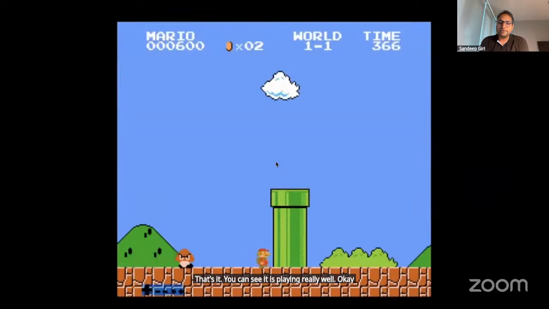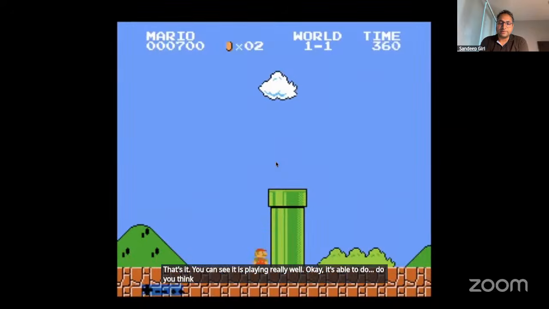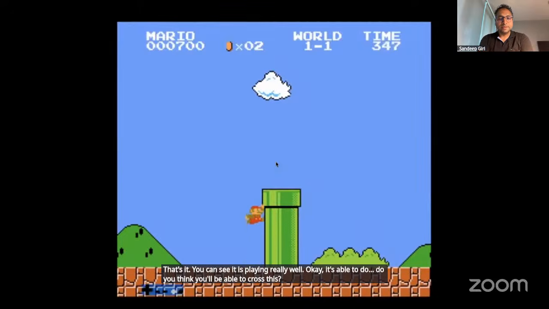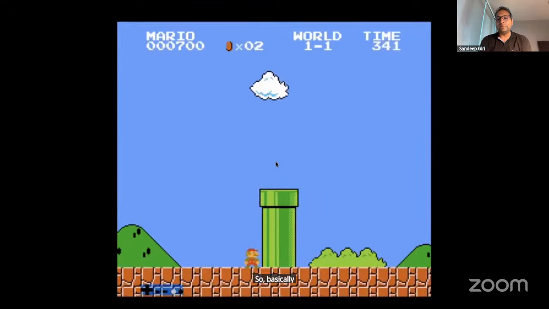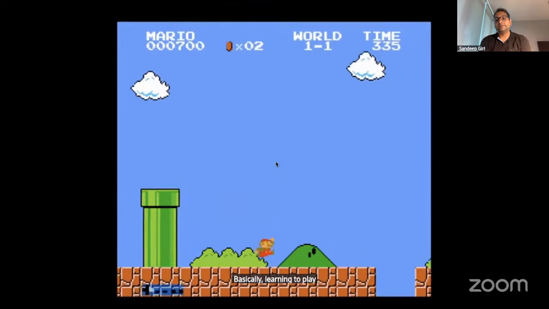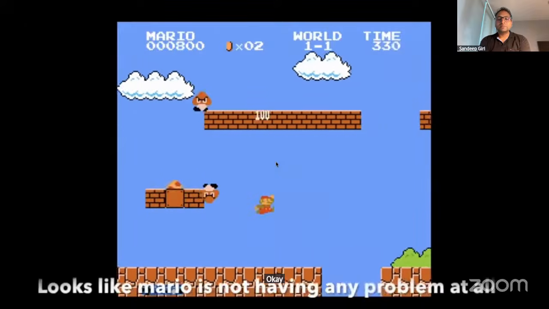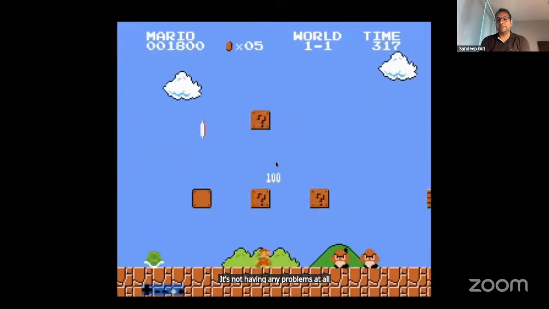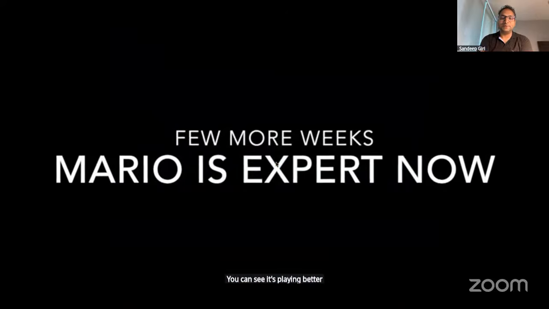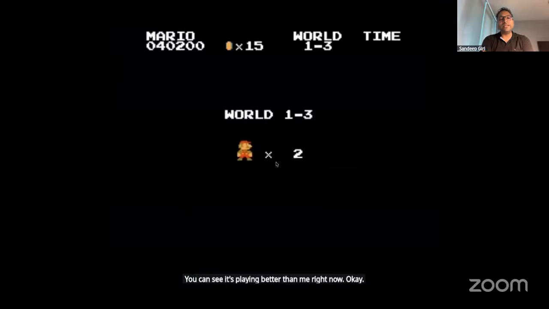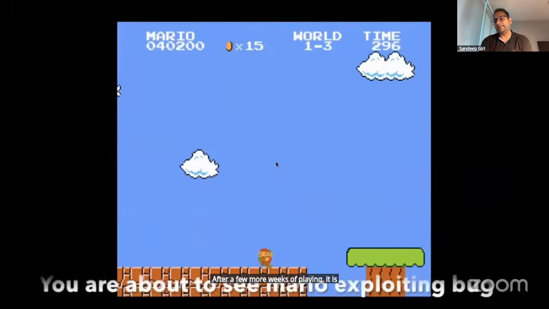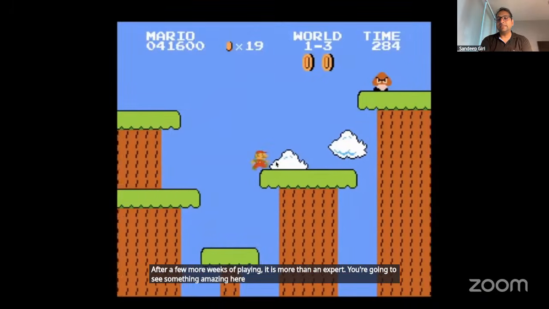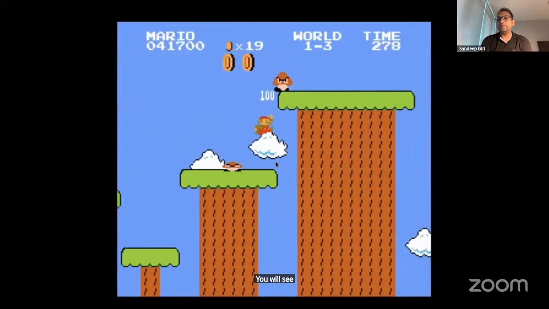Do you think it will be able to cross this? So it's basically learning to play. It's not having any problems at all. You can see it's playing better than me right now. After a few more weeks of playing, it is more than an expert. You're going to see something amazing here. You will see Mario doing tricks.